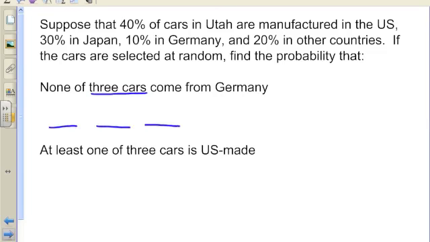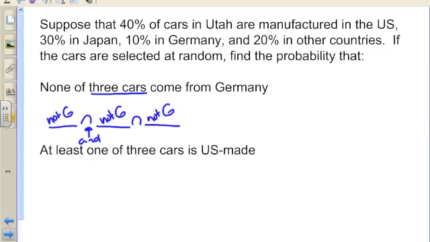And these are actually "and" questions because we're talking about 3 cars. So it's car number 1 and car number 2 and car number 3. Here's my little shorthand symbol for "and". So the first car, let's see, none of the 3 cars come from Germany. So this first car is not from Germany. The second car, well, none of the 3 cars can come from Germany, so the second car is still not from Germany. And the third car is not from Germany.